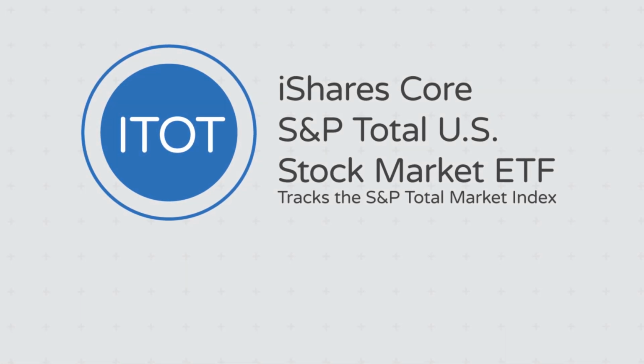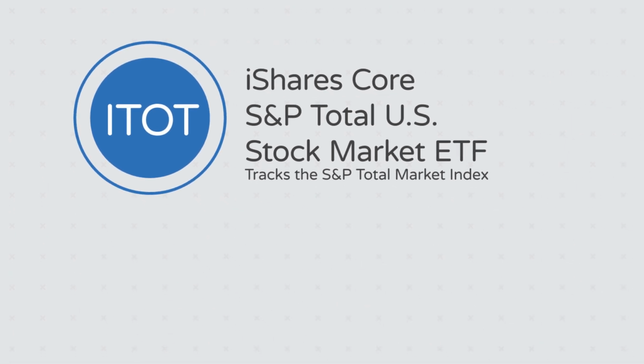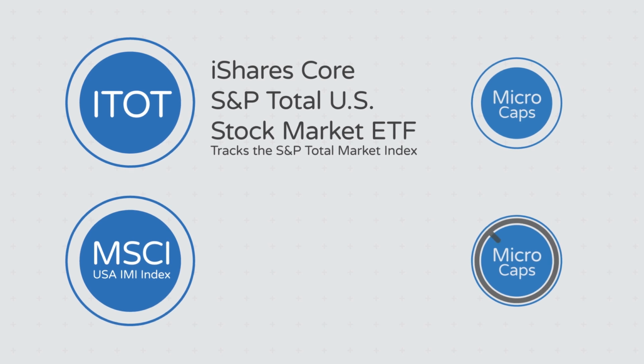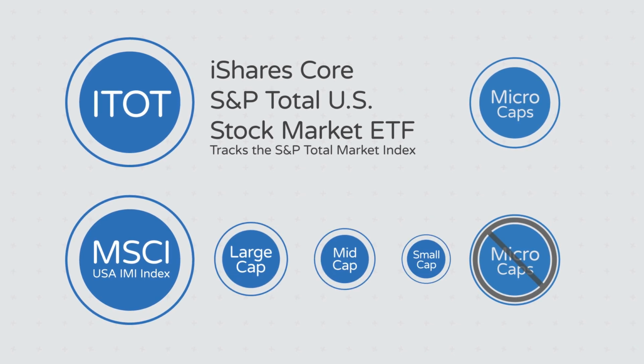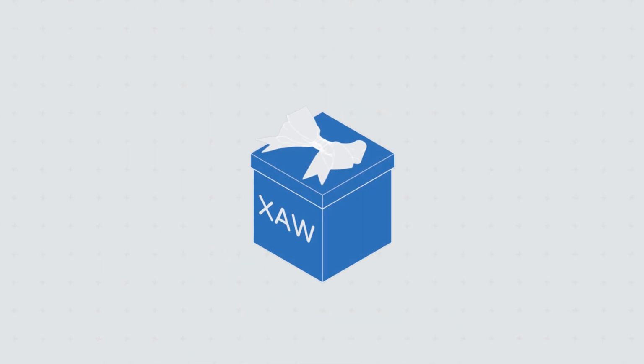The argument against holding only ITOT is that it follows the S&P Total Market Index, which includes a tiny allocation to microcap stocks, while the MSCI USA IMI Index only includes large, mid, and small cap stocks. Practically speaking, the returns of both indices have been nearly identical over the past 10 years, so investors would have likely been comfortable if XAW had held just ITOT from the onset.